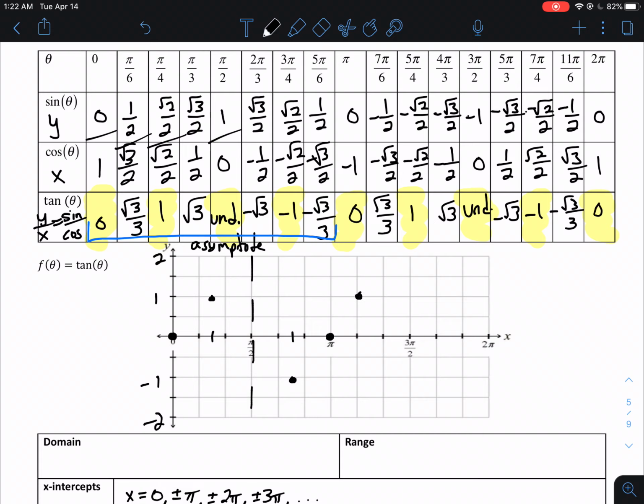And then at 3 pi over 2, let me get that other point in the right spot. There we go. At 3 pi over 2, we are undefined. That's our next asymptote. And then at 7 pi over 4, so halfway in between here, we're now back at -1. And then at 2 pi, we're at 0.